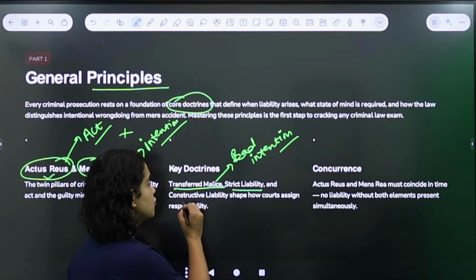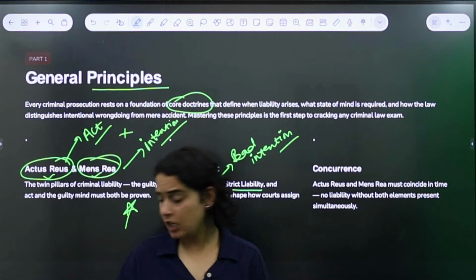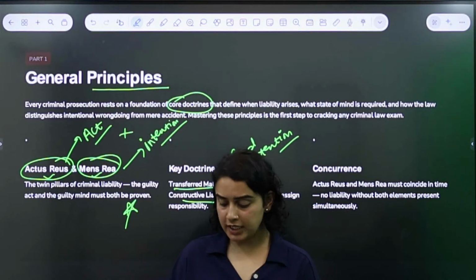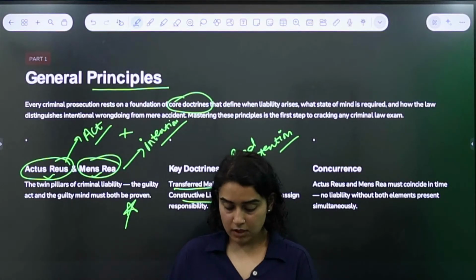Then we have constructive liability. Constructive liability is where it is again not about your intention here, it does not directly matter, right? Just like strict liability.